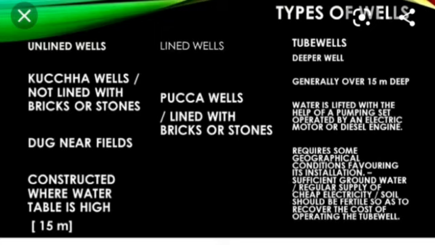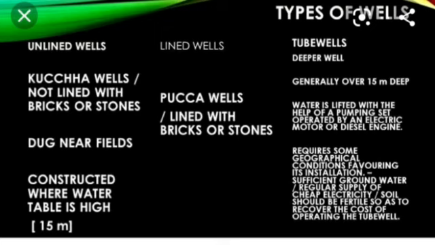Then the types of wells include the surface well or the ordinary well. These wells are either unlined wells, or kacha wells, that is, not made of bricks or stones, or lined wells, pakka wells, which are made with the help of bricks and stones. The unlined ones are dug near the field and constructed where the water is as high as 15 meters.